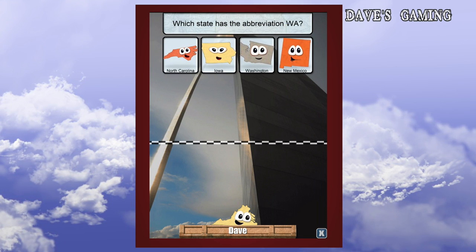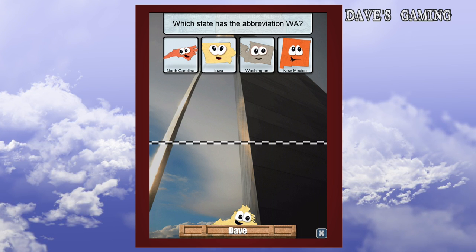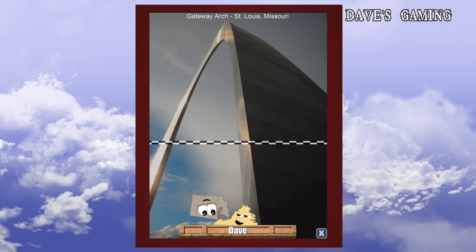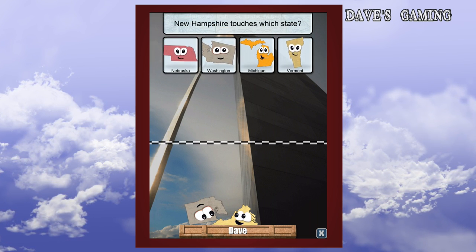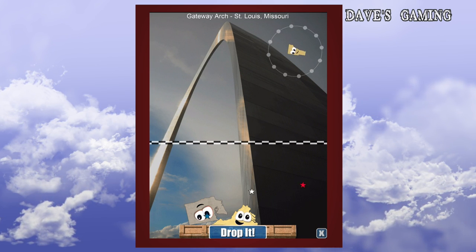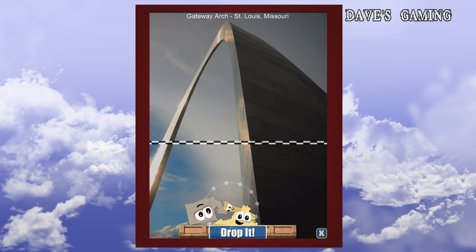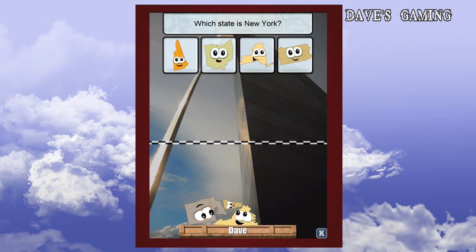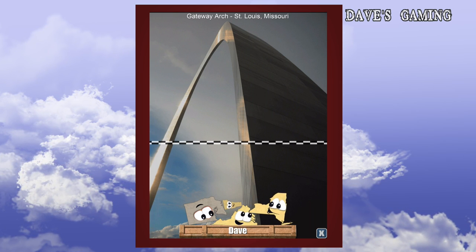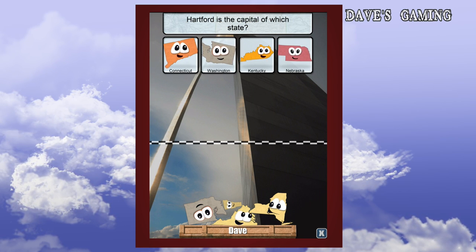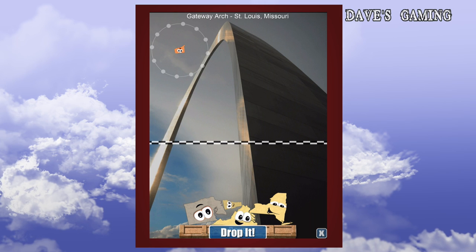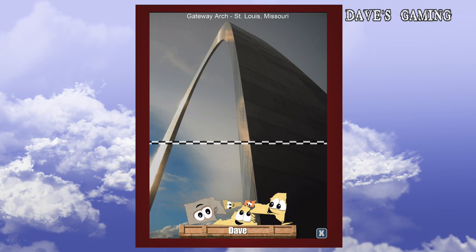Okay. Which of the states has the abbreviation VA? Washington? The brown color. Gray color, I'm sorry. I don't know why they made it gray. Maybe it's a gray state. New Hampshire touches which state? Vermont. I would say Vermont. Yes. Very good. Which state is New York State? Of course, that's my New York State. 35 years. Many of you weren't even born. Hartford is the capital of Connecticut. Yes, it is. Why is it so small? Why is the game so tiny?